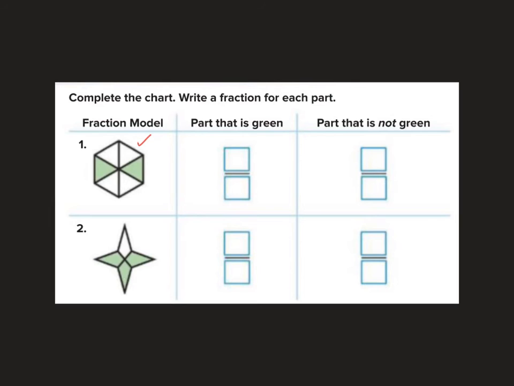Okay, so here's our model, which is just a picture. So what part is green? I have 2 parts are green out of 1, 2, 3, 4, 5, 6 total parts. So that means that 4 parts are not green out of 6 total parts. Okay, here I have 3 parts are green out of 4 total parts, or 3/4 of the shape are green. And then, so that means 1/4 are not green.